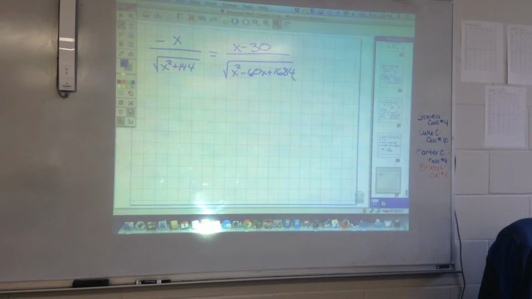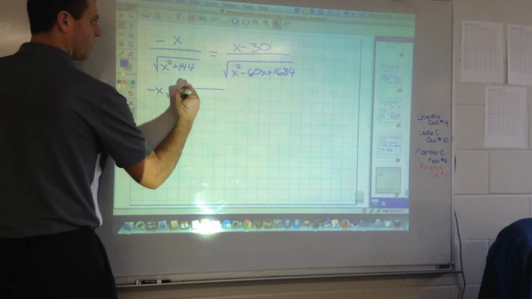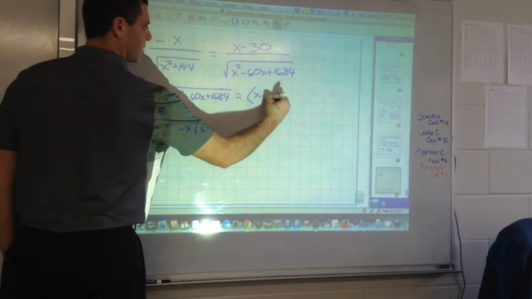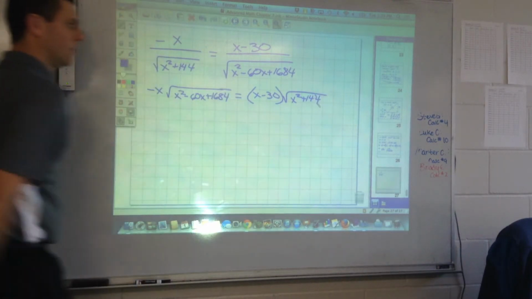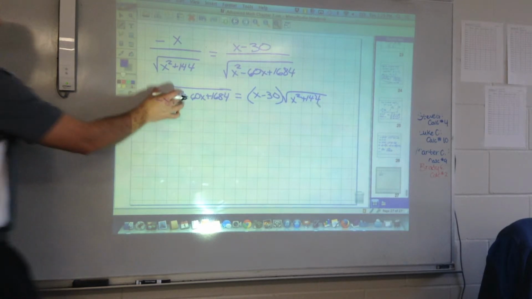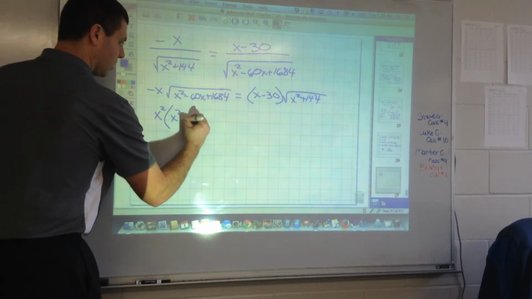Then you could square, or you could do cross products and square both sides. So you'd have negative x times the square root of x squared minus 60x plus 1684 equals x minus 30 times the square root of x squared plus 144. Then I'd square both sides. And by squaring it, you're squaring a product, so you're squaring both terms. So you get x squared times just that quantity itself.